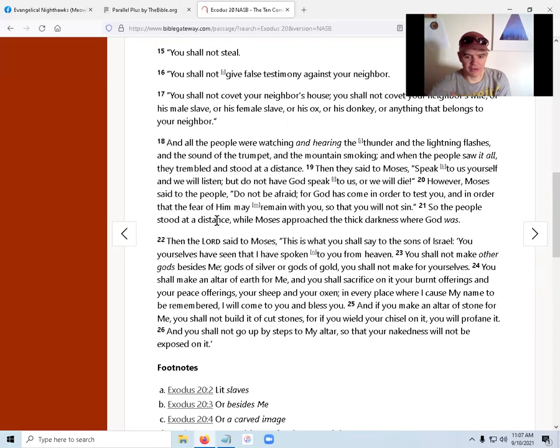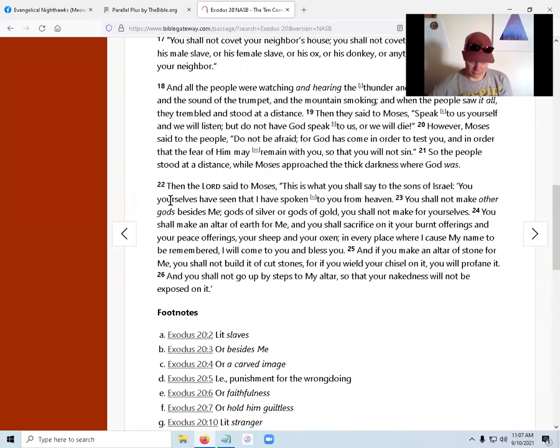So the people stood at a distance, so they stayed there, but Moses approached the thick darkness where God was. The Lord said to Moses, this is what you shall say to the sons of Israel. You yourselves have seen that I have spoken to you from heaven. Okay, so he's proving, he's like, hey, I have spoken. Oh, and then he goes back to the law.